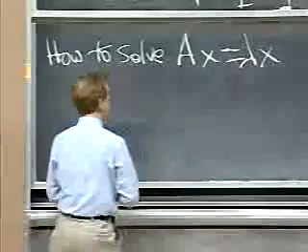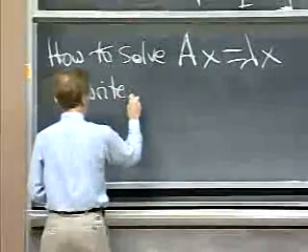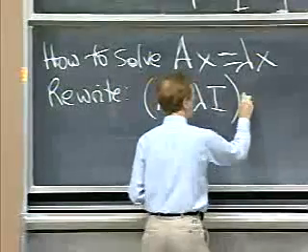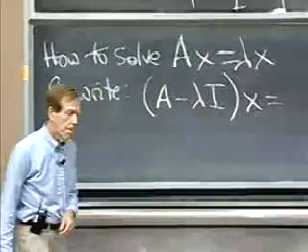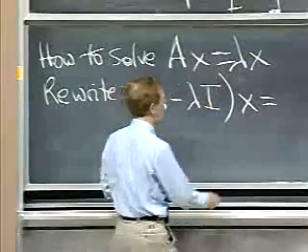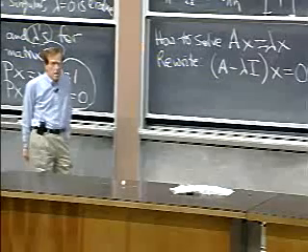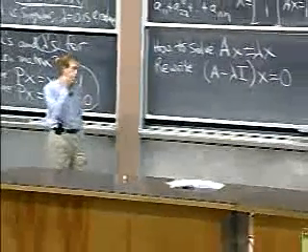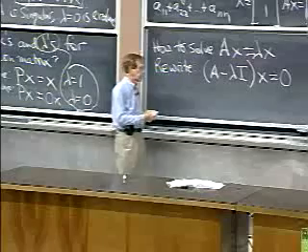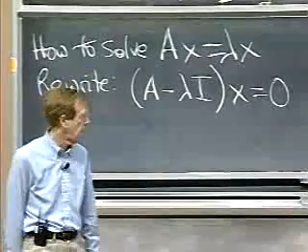Bring this onto the same side. Rewrite it as A minus lambda times the identity, times X, equals 0, right? I have AX minus lambda X. So I brought that over and I've got 0 left on the right-hand side. I don't know lambda and I don't know X, but I do know something here. If I'm going to be able to solve this for some X that's not the 0 vector, that's a useless eigenvector, doesn't count.